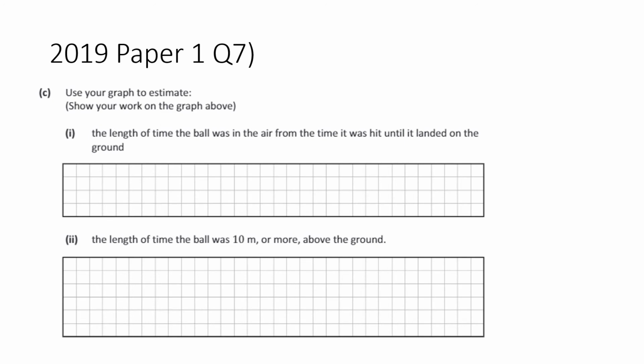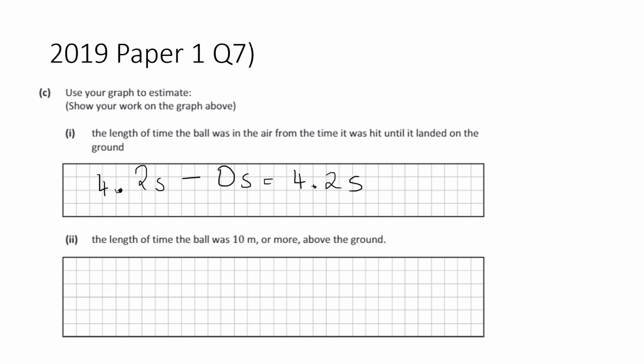For part C, what you need to do is go back to your graph and find the length of time the ball was in the air from the time it was hit until it landed on the ground. When you extend your graph, it goes down to 4.2 seconds. And when it was first hit, it was at 0 seconds. So that's a total of 4.2 seconds that it was in the air for.